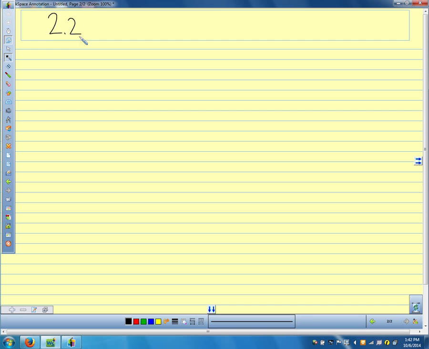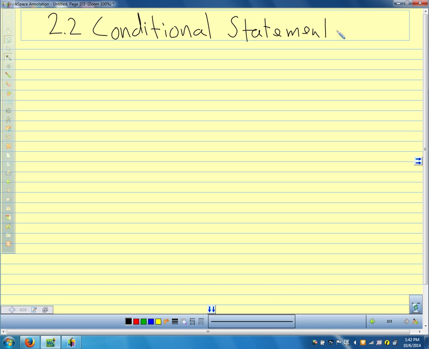Section 2.2. We're going to talk about conditional statements. So chapter 2 is all about logic. And the reason that we study logic in geometry is, one, historically geometry is one of the first places where information about math was built up using just logic.